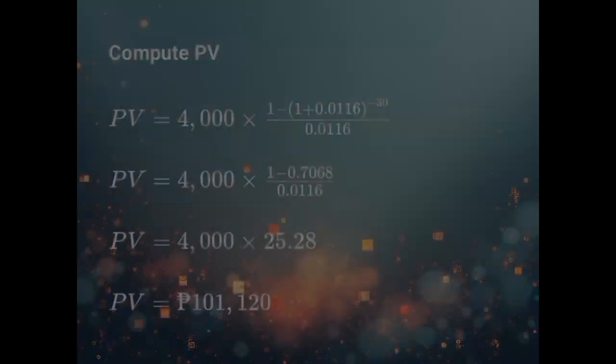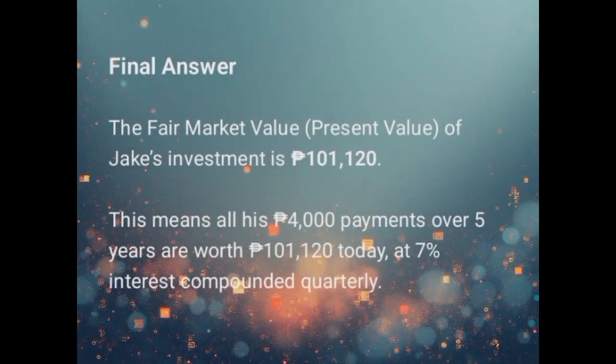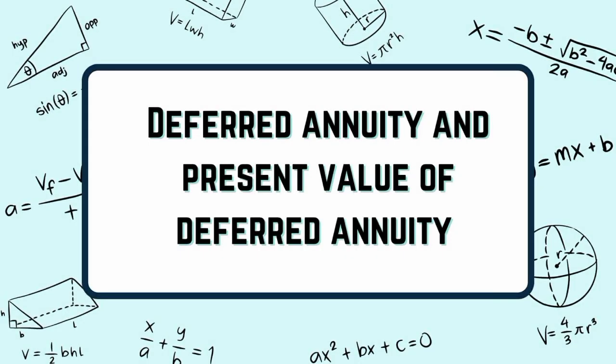101,120 pesos. The final answer is the fair market value, the present value of Jake's investment, is 101,120. This means all his 4,000 payments over 5 years are worth 101,120 today at 7% interest compounded quarterly. So, deferred annuity and present value of deferred annuity.